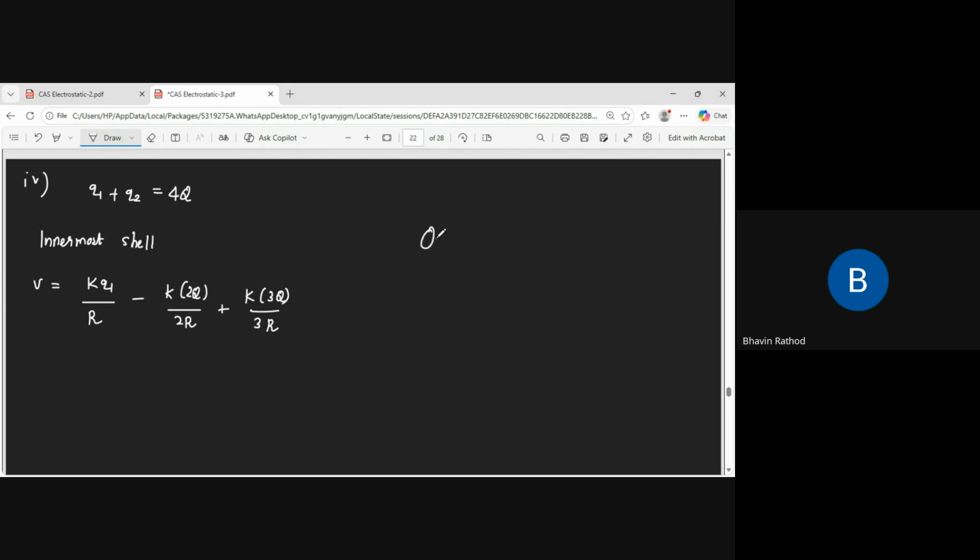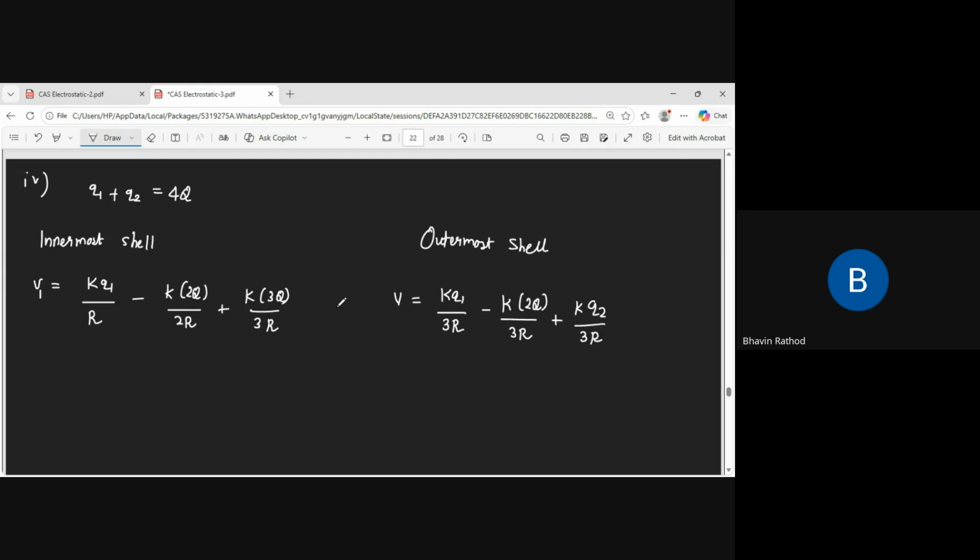Similarly, for the outermost shell, we can say potential will be equal to KQ1 by 3R minus K 2Q by 3R and plus K Q2 by 3R.